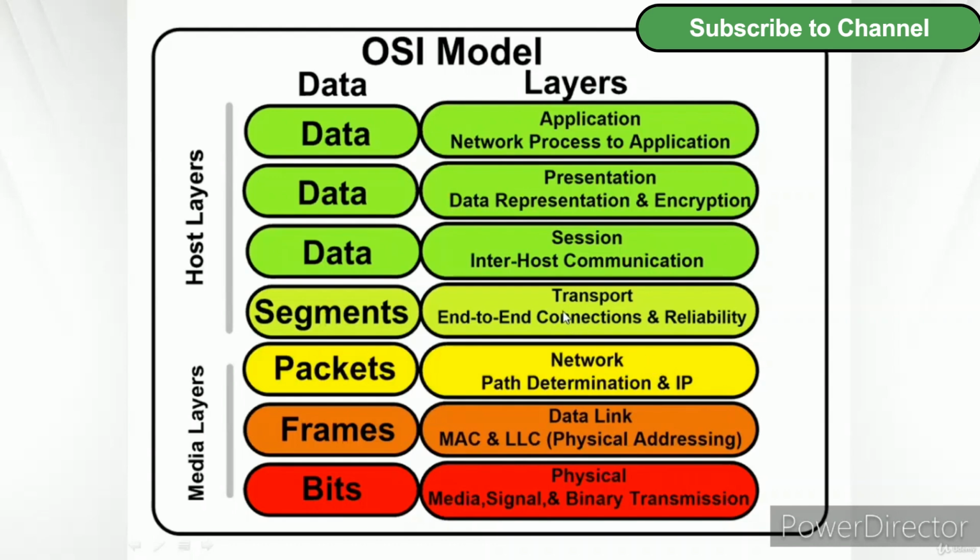Then the transport layer, which is responsible for end-to-end connections, creates the end-to-end connections, and provides reliable data transfer. Here the data is in the form of segments. Okay, then the session layer, inter-host communication. Then the presentation layer, data representation and encryption, and the application layer, network process to application. Means at the application layer, the user can use the applications.